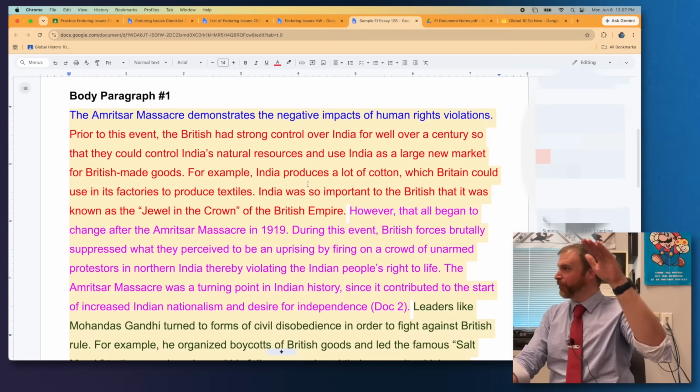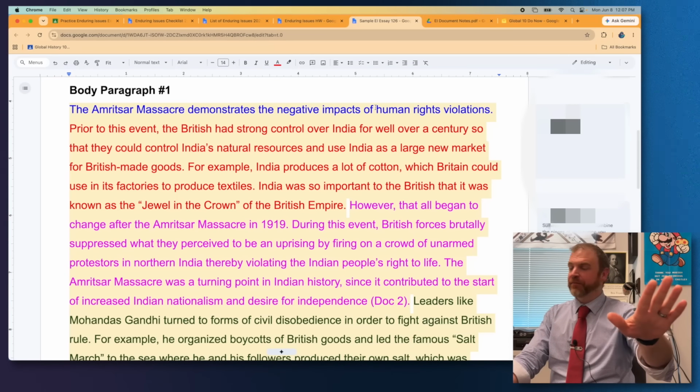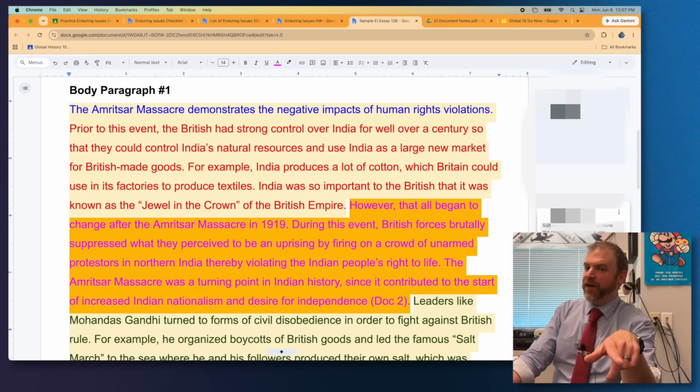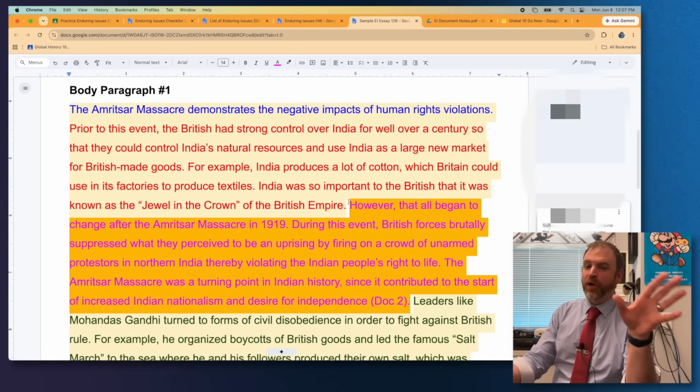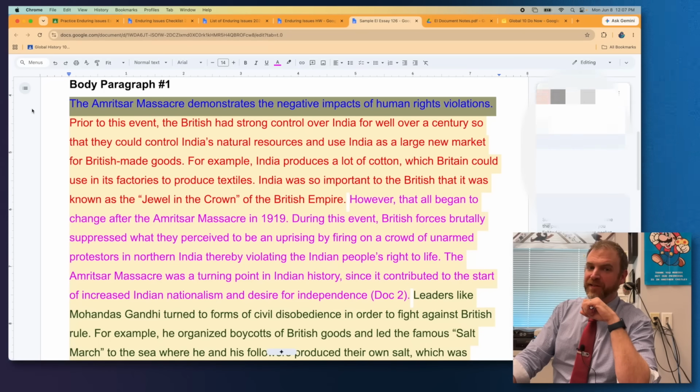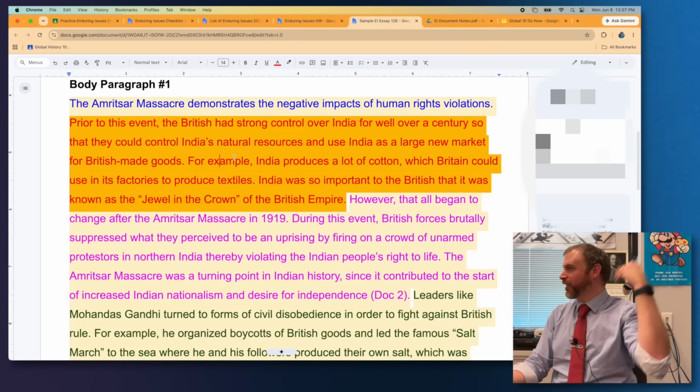Again, there's a step-by-step list in the checklist, but this is it here. I have each section of this paragraph as a different color, and there are comments next to it explaining what is in this part of the paragraph. Start your body paragraphs off with a topic sentence. The Amritsar Massacre demonstrates human rights violations.